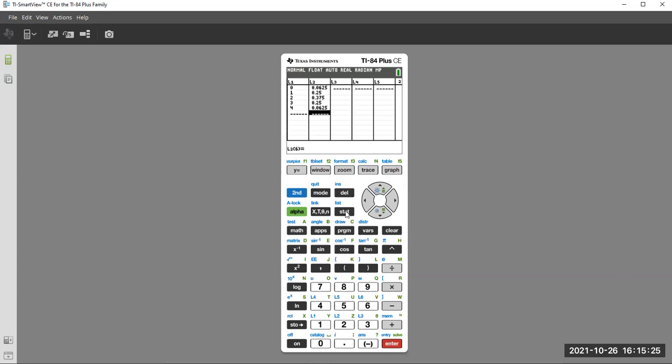Then I can come over here to stat, calculate my one variable stats, list one and list two for the list and the frequency list. We'll calculate that. I've got a mean, it says x bar, but it's really mu because it's a probability distribution. Notice there's no standard deviation s, but there is a sigma, and that sigma is equal to 1. And I've got all the other good stuff as far as the 5-number summary. It all looks good. So let me go ahead and summarize that data.